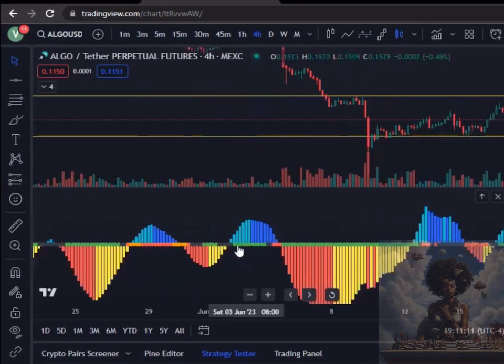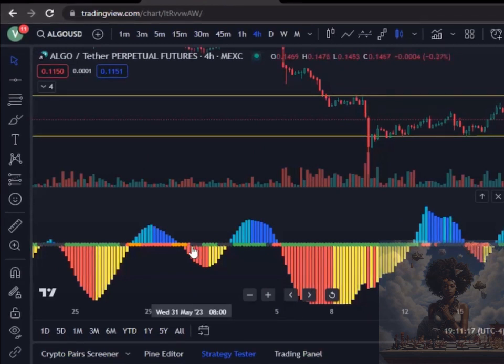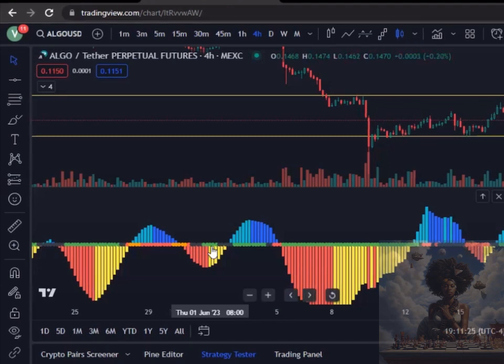Your red dot is showing that the squeeze is about to happen. Your black dot is showing that the squeeze is opening. Your green dot is showing that you are in the squeeze.